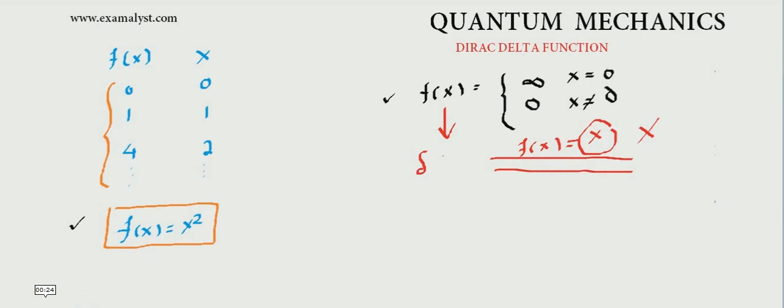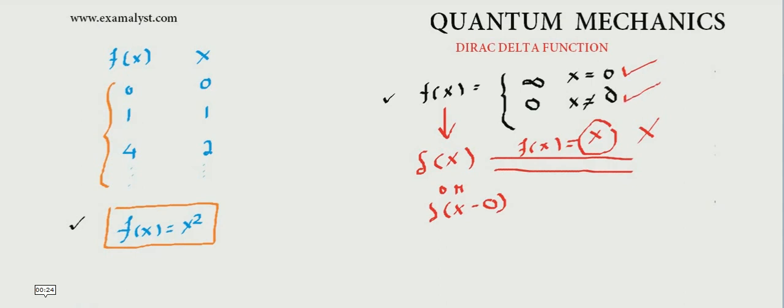This f of x is also written in another style, and it has a special name, the Dirac delta function. Or you can write it as delta of x minus 0. The reason I'm writing minus 0 is to indicate that at x equals 0, the value of the function is infinity.